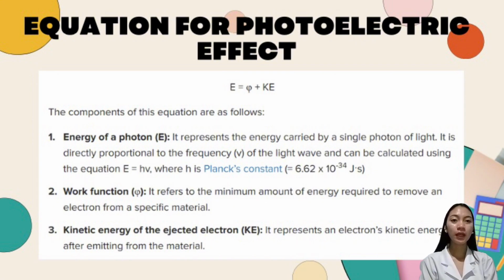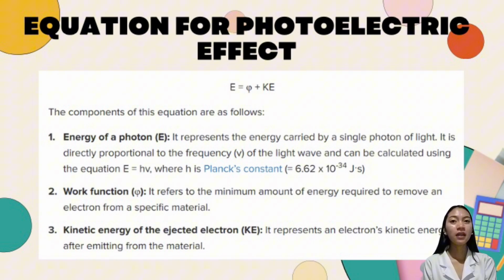The next component is the work function. The work function is the minimum amount of energy required to remove an electron from the surface of the metal. It is a characteristic property of the material. If the energy of the incoming photon is equal to or greater than the work function, the electron will be ejected. The work function is measured in joules.